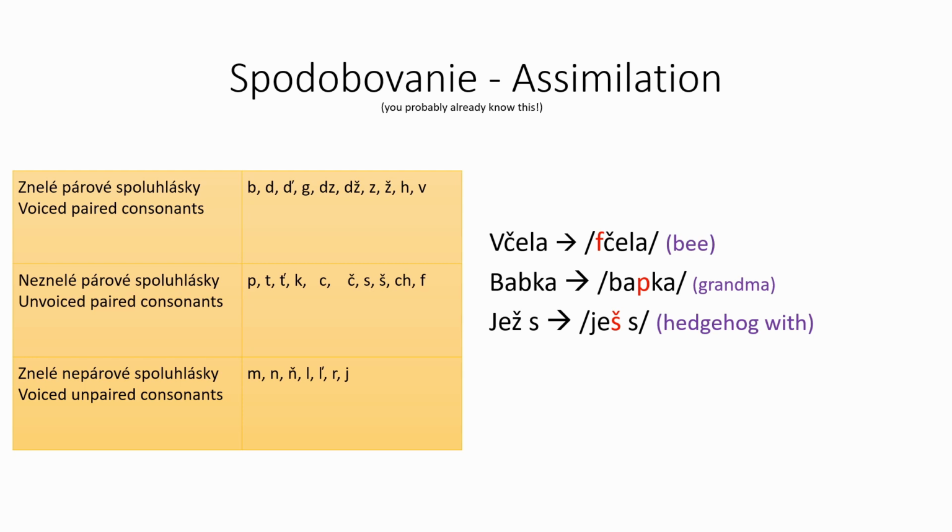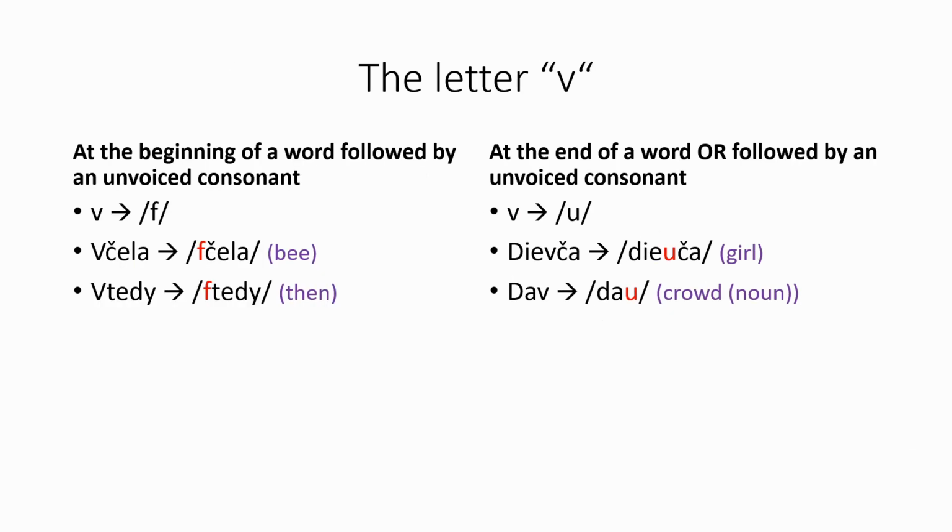However, we do have two consonants next to each other at an end of a word, and they do have differing voice. So the second consonant, the unvoiced s, will change the voiced j sound to an unvoiced sh sound, and we will have "jesh s". Alright, so the final exception for this video is going to be the letter v.